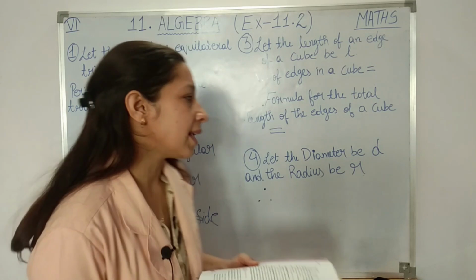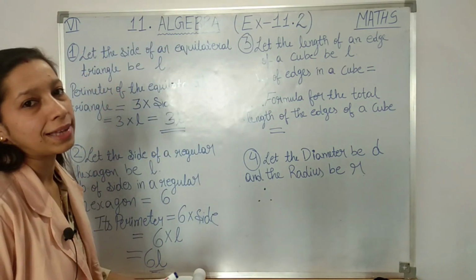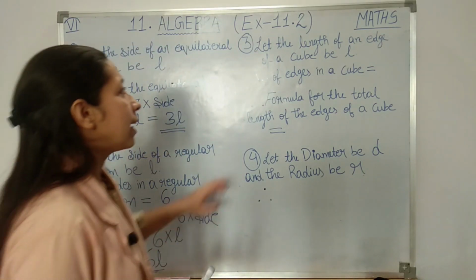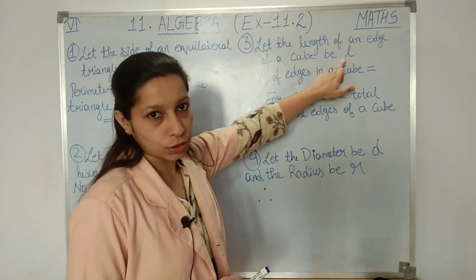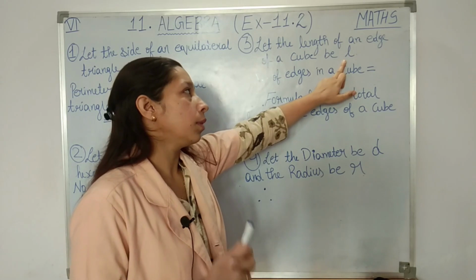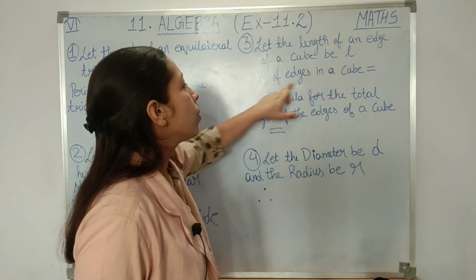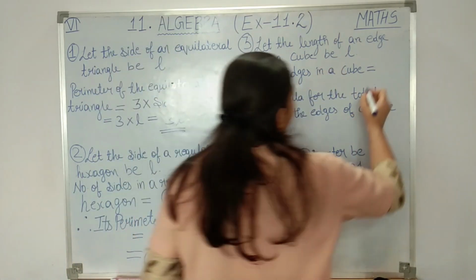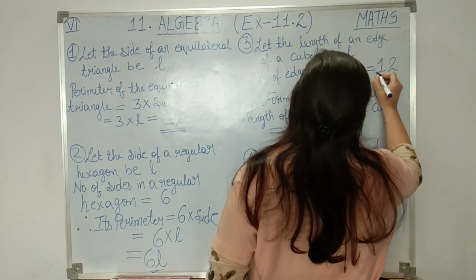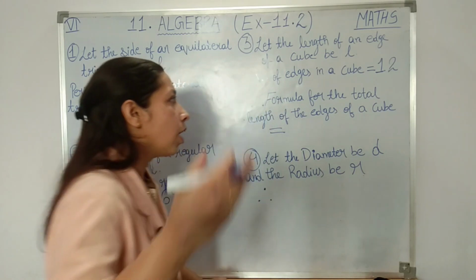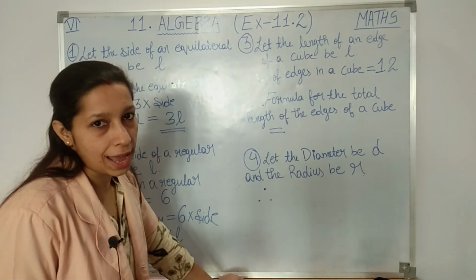So students, if it has 6 faces, how many edges does a cube have? A cube has 12 edges. Let us see. Let the length of an edge of a cube be L, as given in the question. We have assumed its edge equal to L. Then the number of edges in a cube: a cube has 12 edges, students. And if one edge measures L, all the other edges will also measure L only.